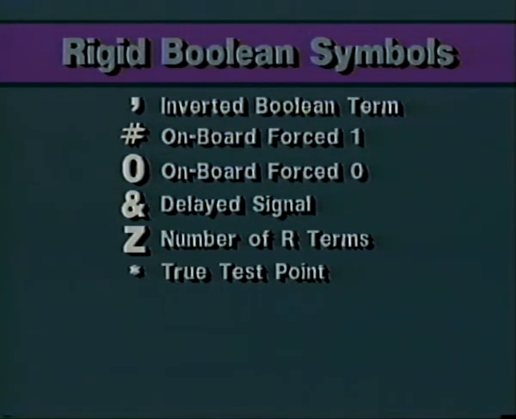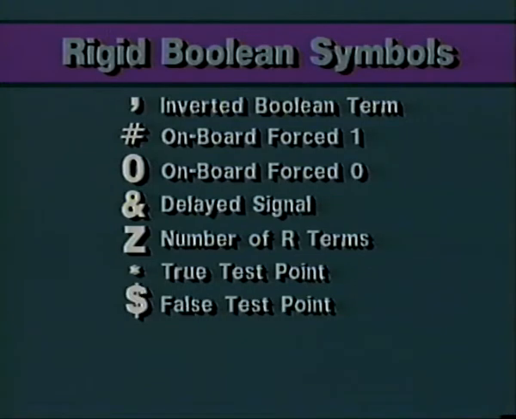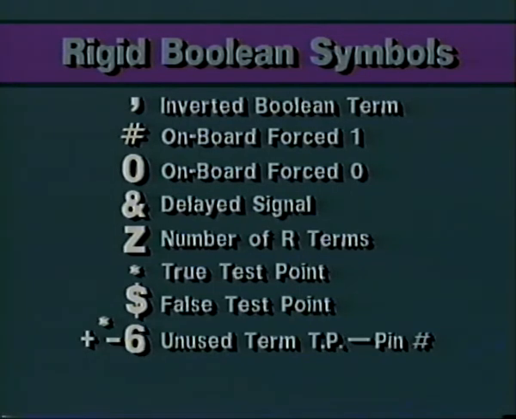An asterisk indicates an upright or true test point. A dollar sign indicates an inverted or false test point. A plus sign in front of an asterisk indicates an unused term is being test pointed. The number after the asterisk indicates which pin the test point signal comes from.